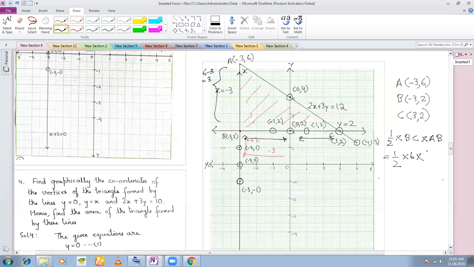This is 3. Or you can count from here also. This is 1 unit. This is 2 units. And this is, oh, this is 6 minus 2. This is 3 units and this is 4 units. So this is 4. So the height is 4, not 3. Okay, so now you can cancel here. Get 12 square units, the area. This was an extra question.